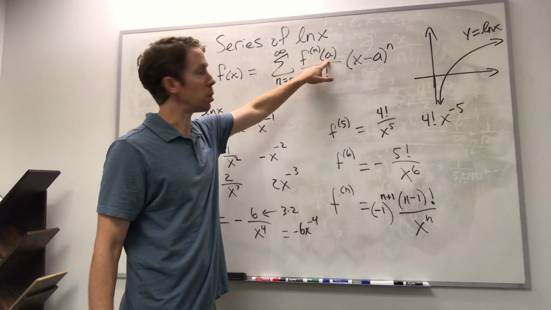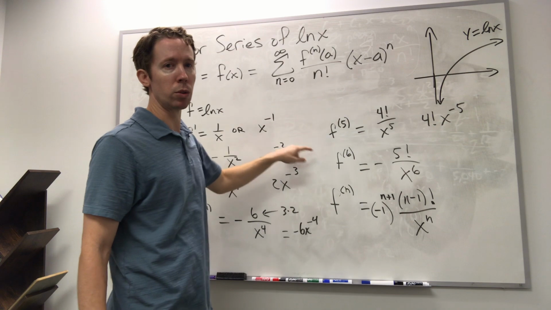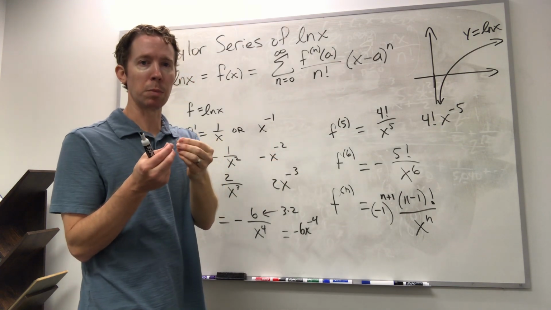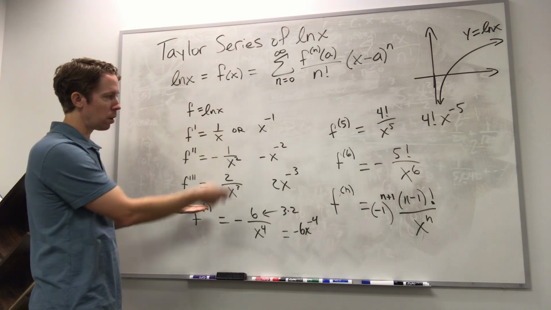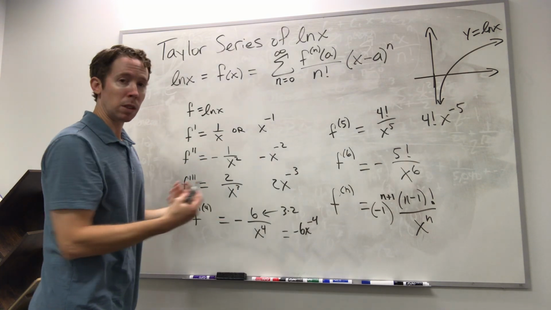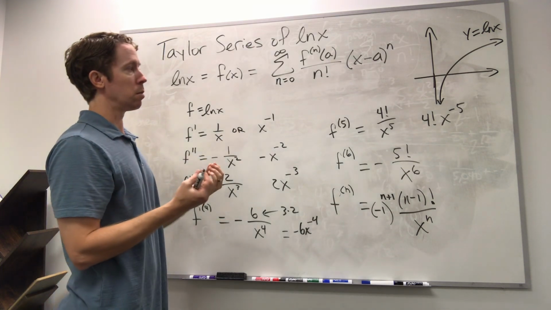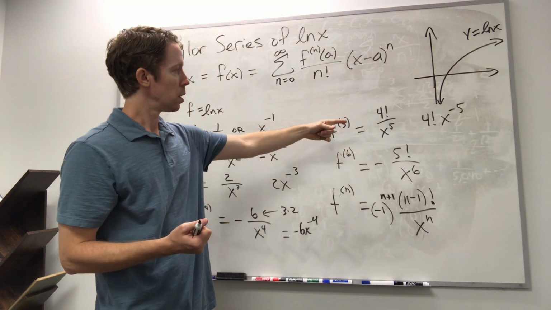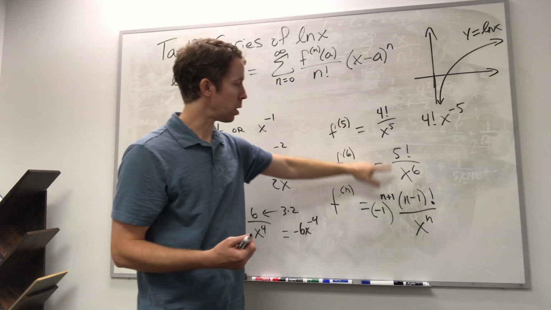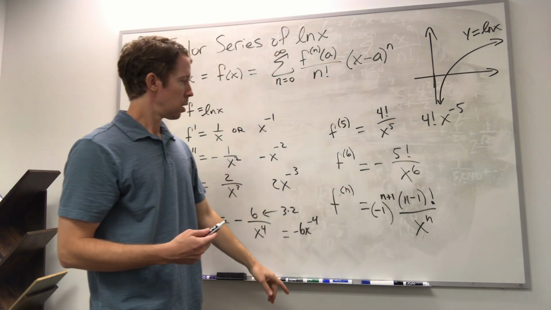What this a is going to do is I'm going to feed it into these derivatives, and then I want something simple to come out. So when I feed x equals a into these derivatives, if I want something simple to come out, then a really nice choice for this is x equals 1. If I plug in x equals 1, then all the denominators just go away.